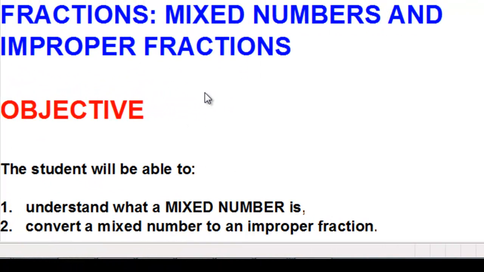In this lesson, the objective is that the student will be able to: 1. Understand what a mixed number is, and 2. Convert a mixed number to an improper fraction.